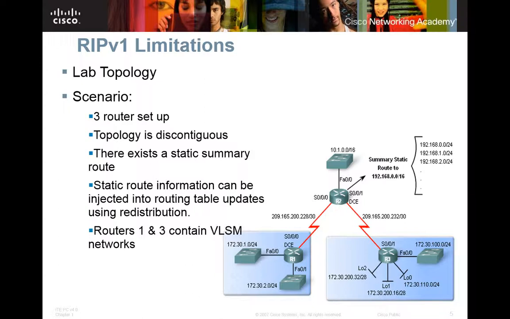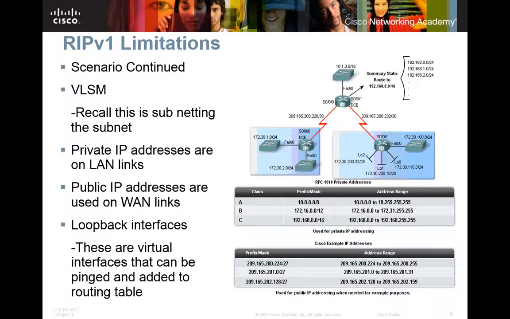Let's say we have a scenario with 3 routers. It's discontiguous, and there exists a static summary route, which is your 192.168.0.0s. That'll kill you, right? Routers 1 and 3 contain VLSM. Router 2 does not. What is VLSM going to do? VLSM subnetting, right? We're going to use private IP addresses that are on the LAN links. Public IPs are on the WANs, right?